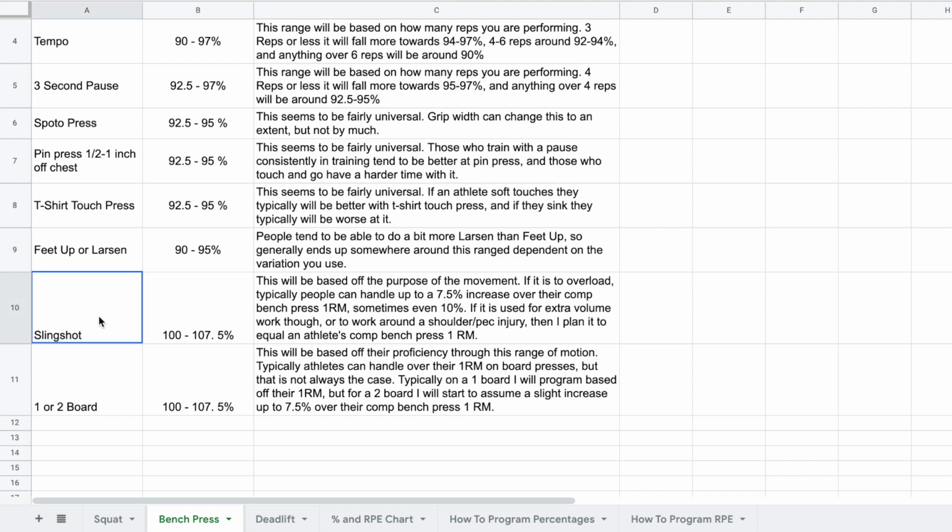And then lastly here, I'll be honest, I've used these, but I'm not super experienced on them, so this is just a general starting point of where to be. You have your slingshot, and that's obviously going to depend on which slingshot you have as well, as there are different strengths of those. And then 1 or 2 board. I put 100%, meaning the same, because a lot of people on a 1 board aren't that much stronger. A lot of times once you get to a 2 board is where people are going to start to see a bit of an increase, but that's just dependent on each person.